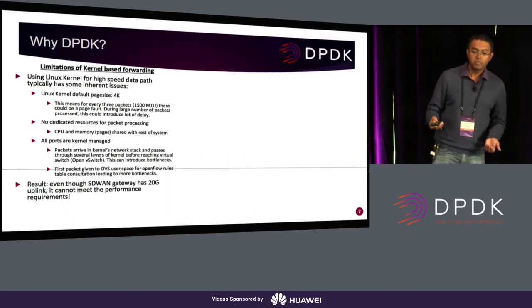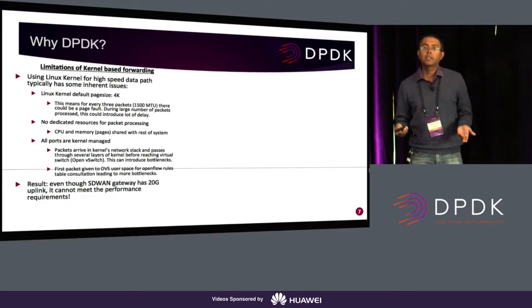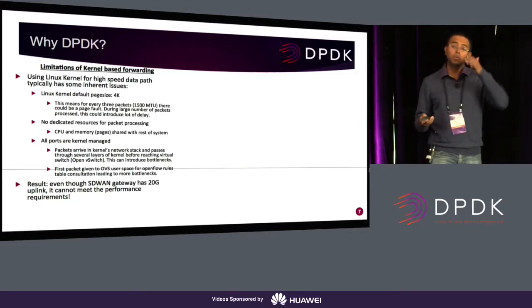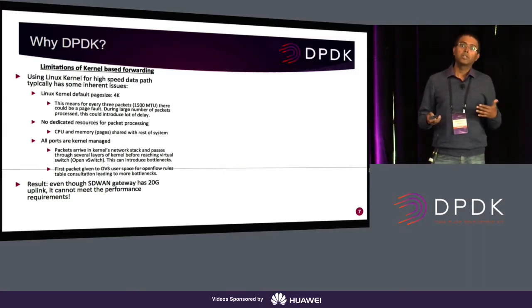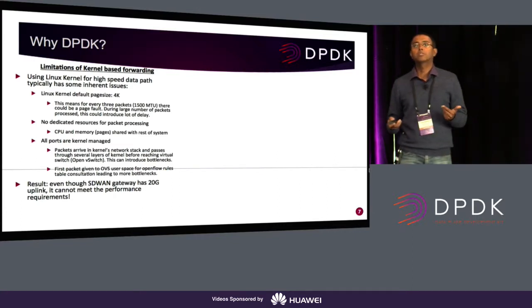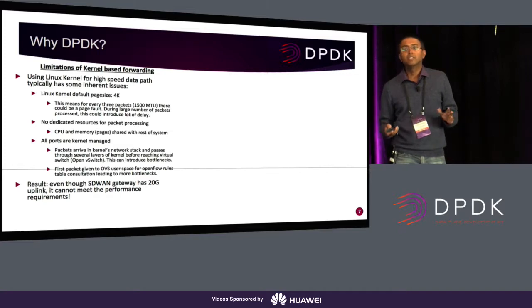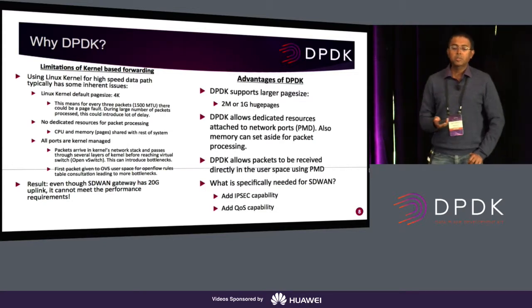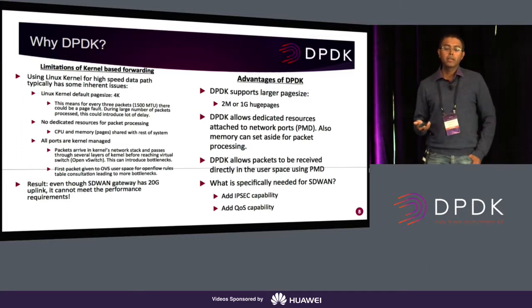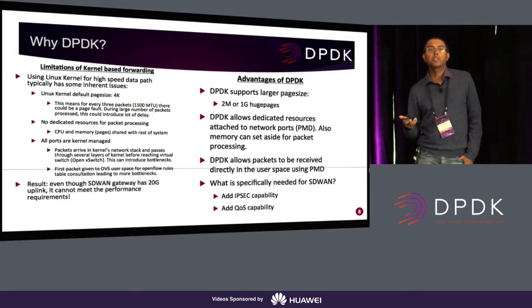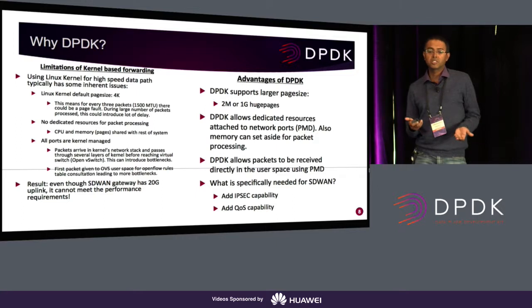Then the network stack itself, as the packets arrive and go into the slow path, there will be a kernel to user space copy. Again, these are some bottlenecks. So why DPDK? DPDK provides us with the 2 meg to 1 gig page size that we all know, huge page size. So you can include more packets into the page, and have a lesser number of page faults. So all these are good things.